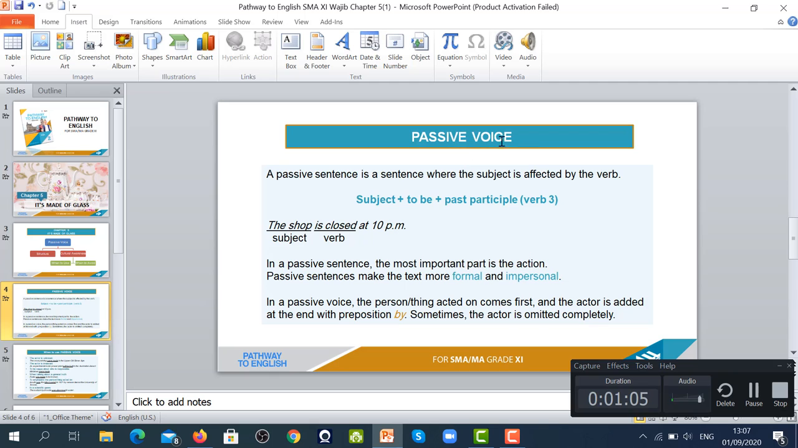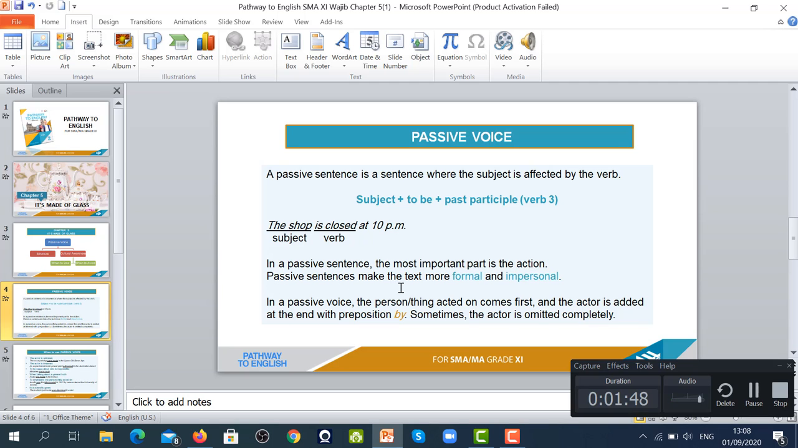The first is about the meaning of passive voice. Passive voice is a sentence where the subject is affected by the verb. You can see the pattern in the slide. There's subject and then to be, then continue by past participle. For example, like this: the shop is the subject, and then is to be, and closed is past participle. At 10 p.m. is an adverb. In a passive sentence, the most important part is the action.